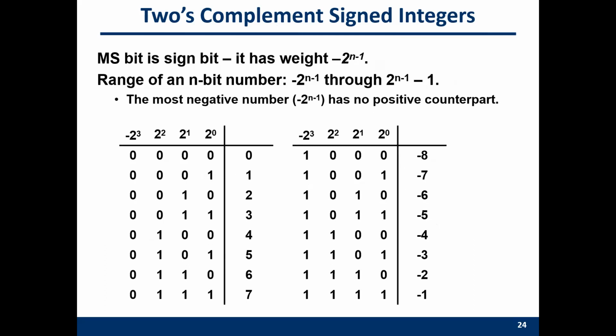So in the two's complement signed number system, the most significant bit is the sign bit. 1 indicates that this is a negative number. 0 is a positive number.